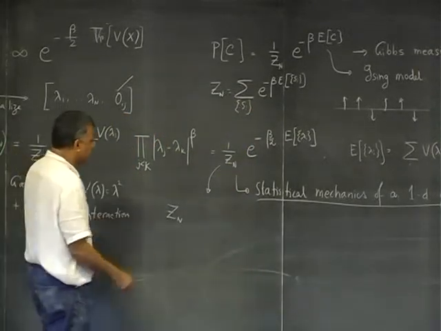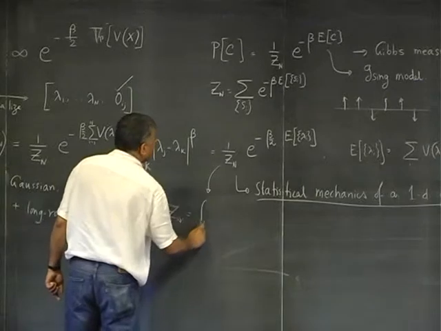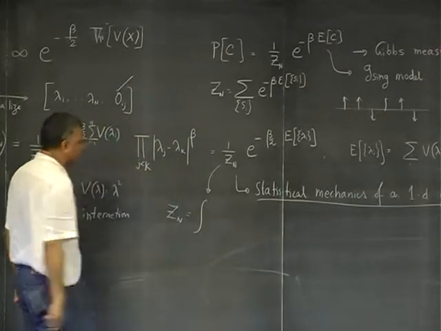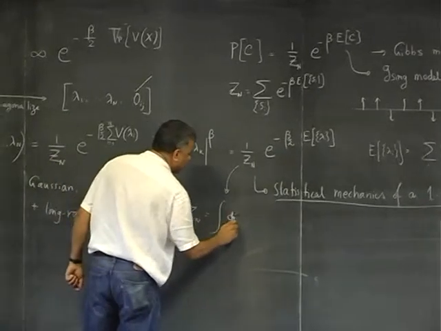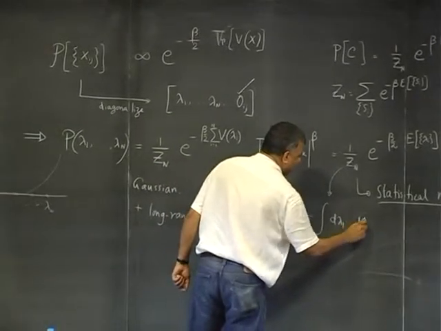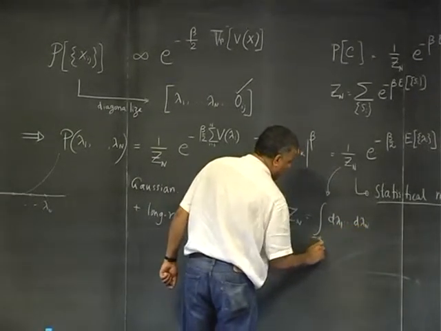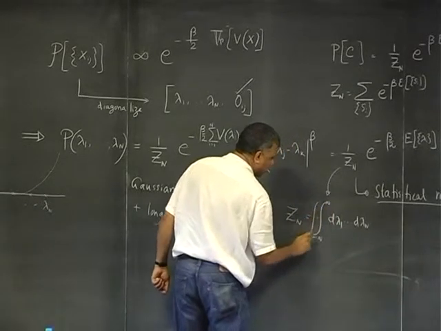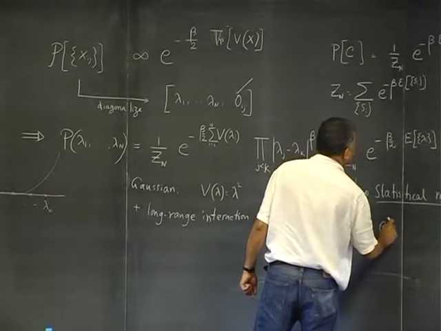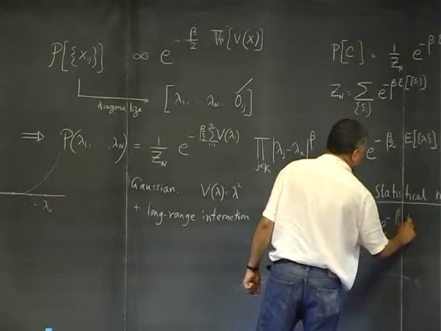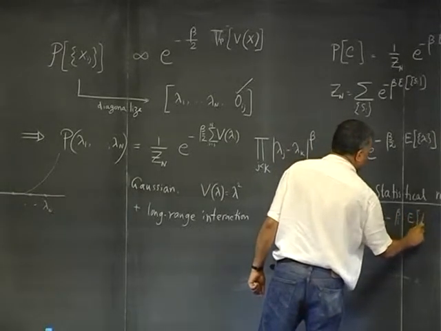Here similarly, I have this partition function, which is the sum over all possible lambda i's. Since the lambda i's are continuous variables, you have a multiple integral to do here, all going from minus infinity to plus infinity. And then I have this e to the power minus beta by 2 E of lambda i.